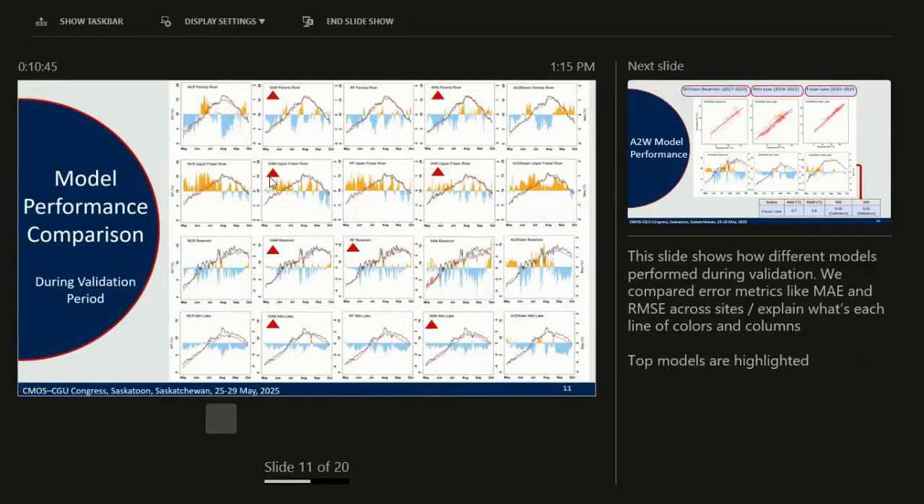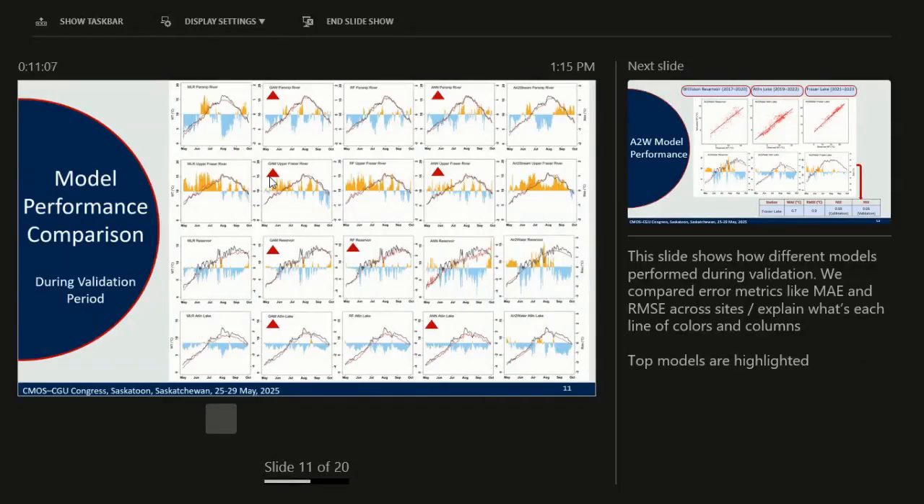If you can see, for example, in the third and fourth rows, which are the lakes, the last one is air to water for the Atlin Lake and the reservoir, where the model was very smooth. It was capturing the overall trend, but was not able to capture any daily variation.